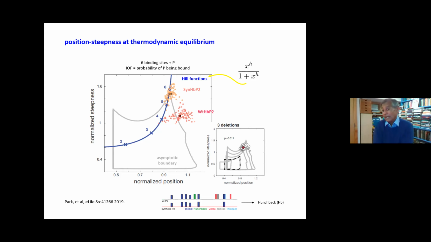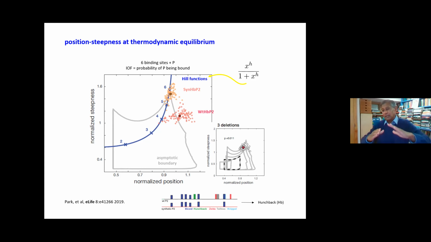And the input-output function we're looking at is exactly the one that I described. It's the probability of the polymerase being recruited. Okay? So that's the input-output function. What we're plotting here in gray is the position and steepness of all such models at thermodynamic equilibrium. So how do we get this region? Well, basically we do random sampling of parameters for the labels. That gives us an input-output function. We plot its position and steepness. And then we have algorithms that grow that region until it won't grow any further.